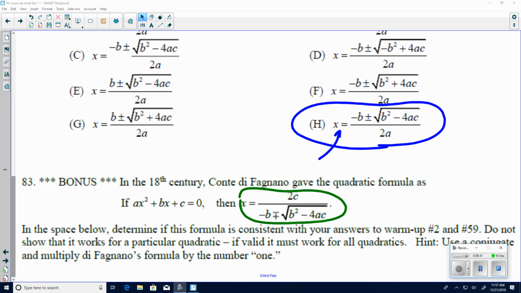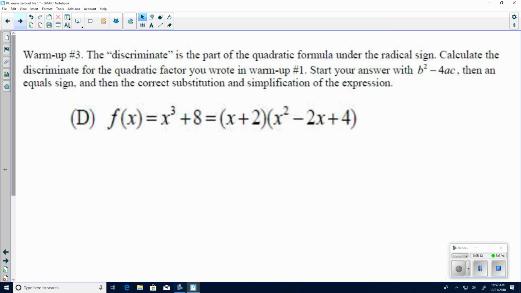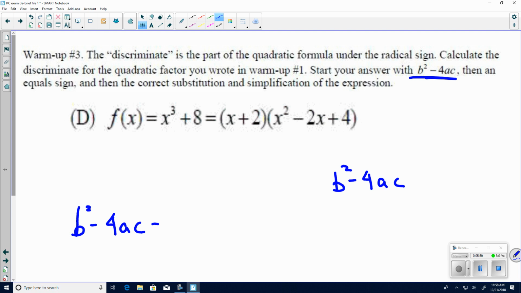Okay, at any rate, let's look at warm-up number 3. The discriminant is the part of the quadratic formula under the radical sign. If you recall, that was the b squared minus 4ac. If we didn't know that, it told us, start your answer with b squared minus 4ac, and substitute in the values. This is our a value here. Our b is the -2, and the c is the constant. So we just plug those in there: -2 quantity squared minus 4 times 1 times 4.